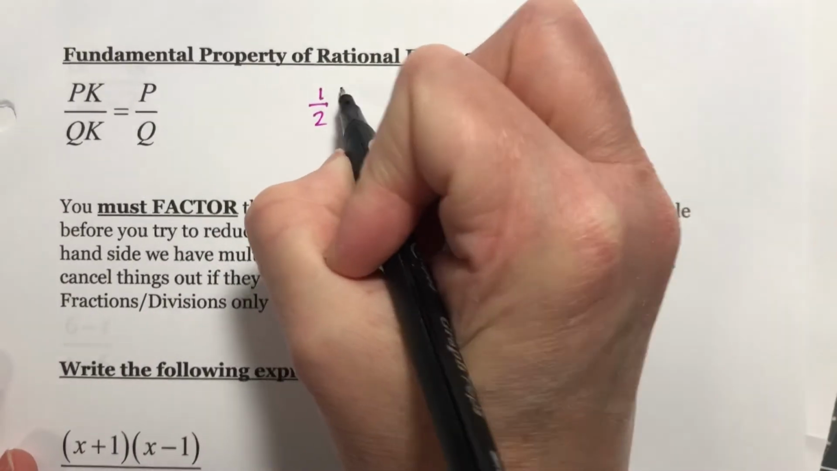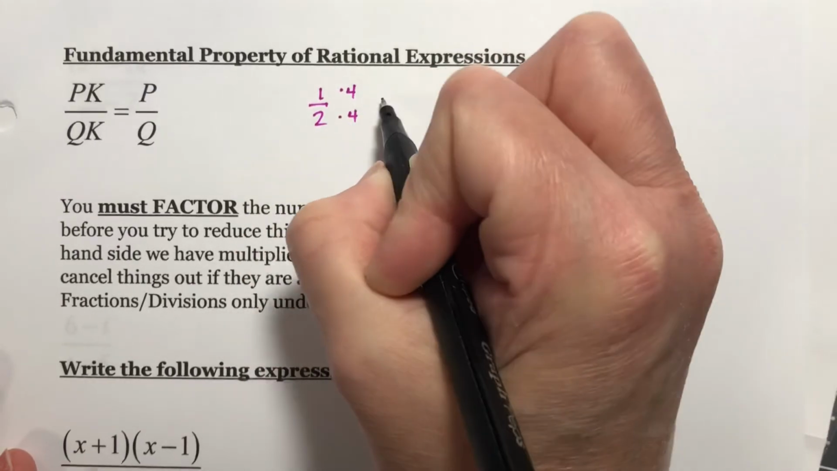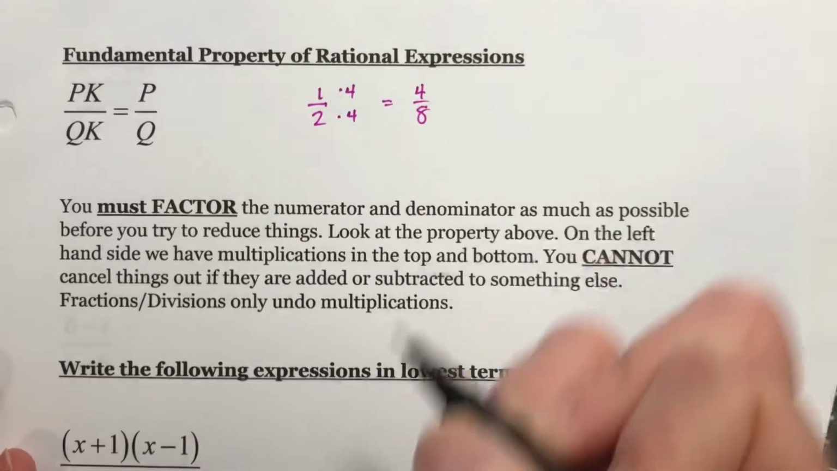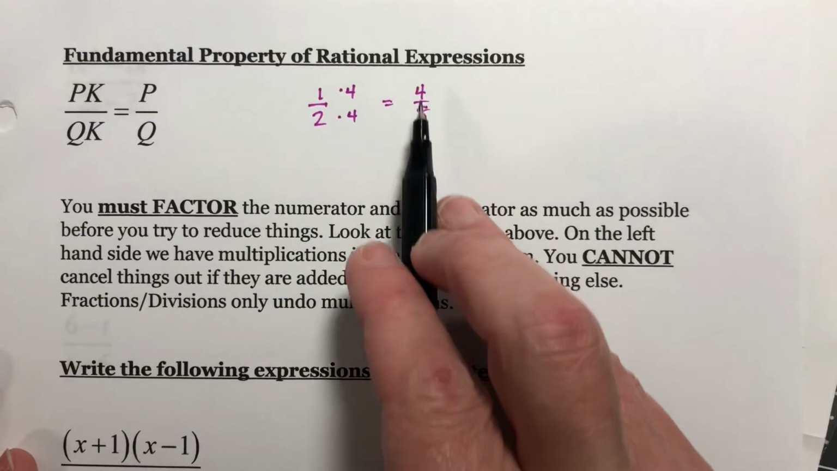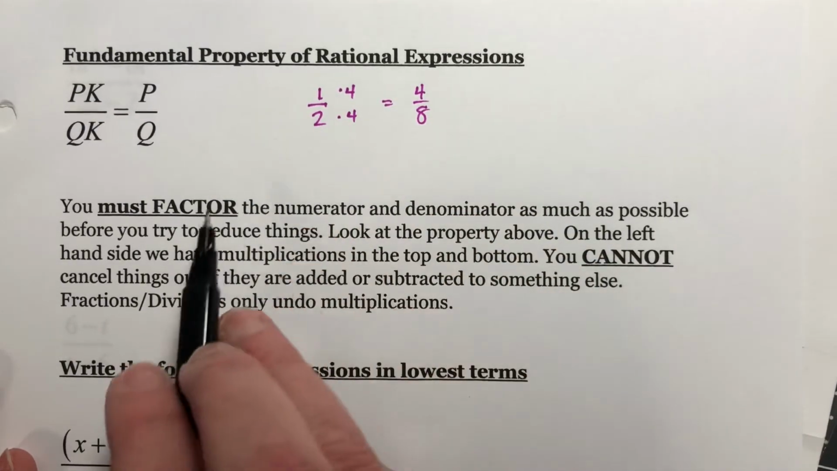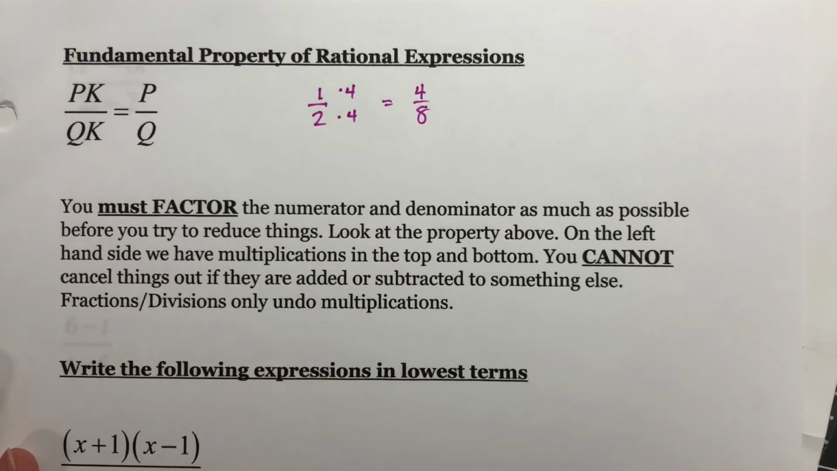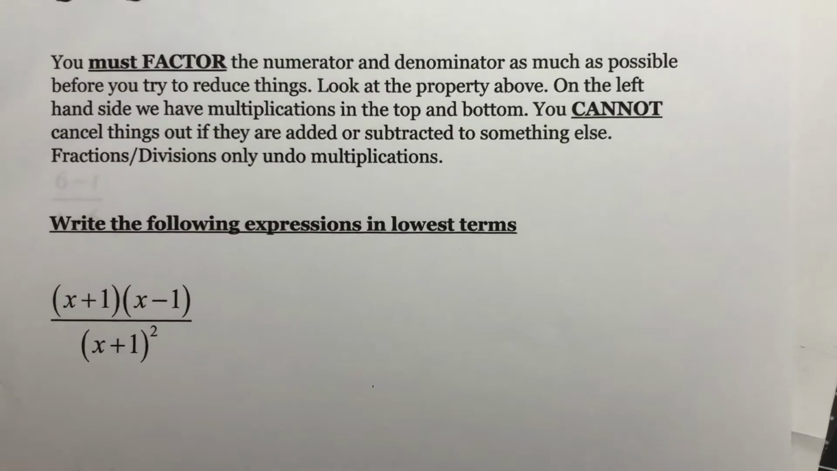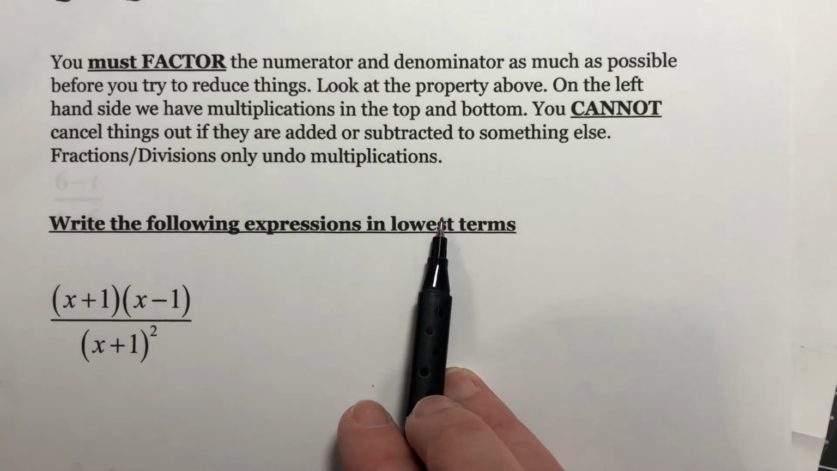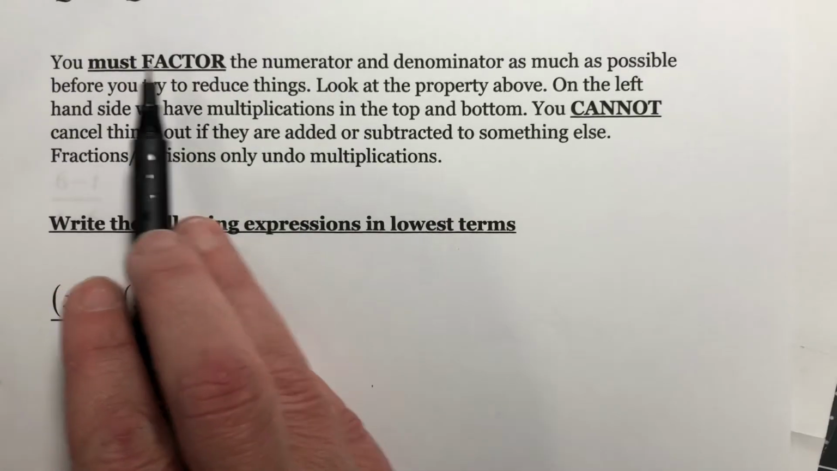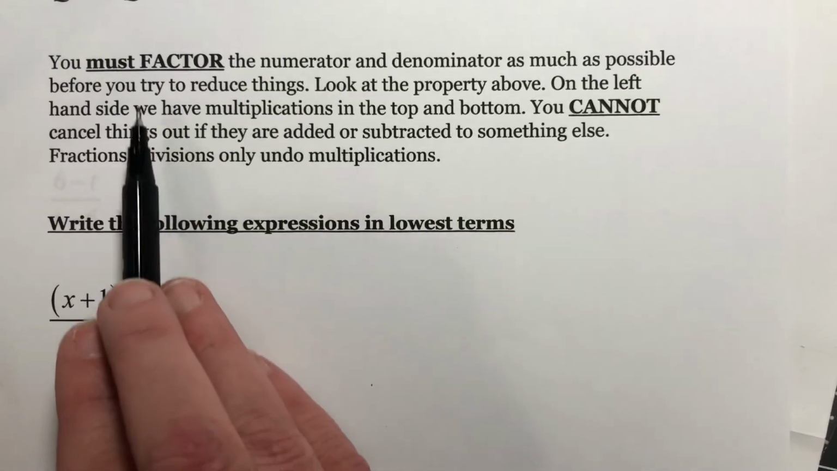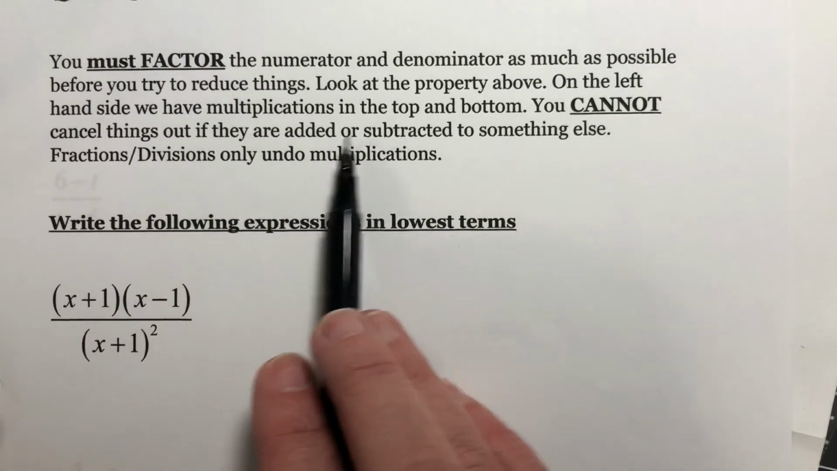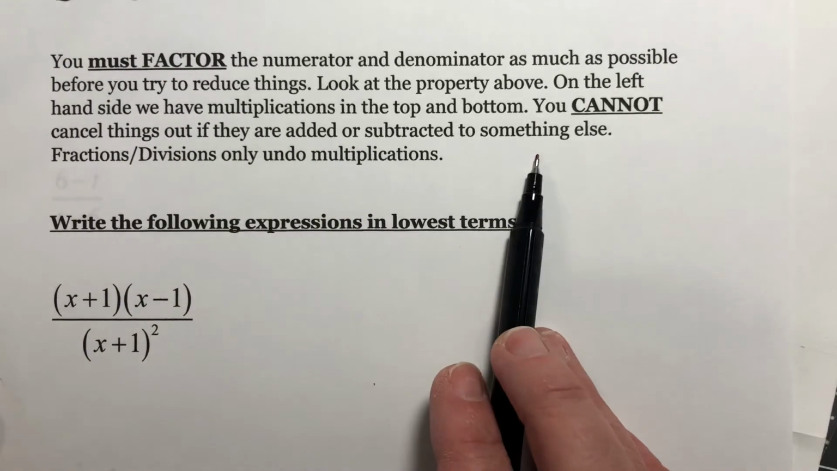Okay, we've dealt with this before. If I had 1/2, I'm allowed to multiply top and bottom by 4 to get 4/8, and it's the same thing. Whereas here, both of these are divisible by 4. I can divide both by 4, and I get to here. We're just going to be dealing with it with variables. Okay, so in order to get things in lowest terms, you must factor the numerator and denominator as much as possible before you can cancel out anything.